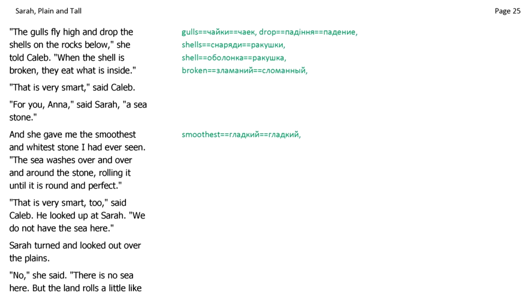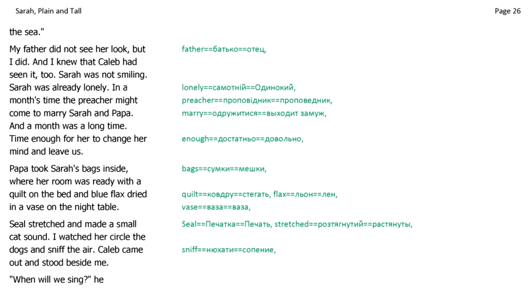He looked up at Sara. "We do not have the sea here." Sara turned and looked out over the plains. "No," she said, "there is no sea here, but the land rolls a little like the sea." My father did not see her look, but I did, and I knew that Caleb had seen it too. Sara was not smiling. Sara was already lonely. In a month's time the preacher might come to marry Sara and Papa, and a month was a long time enough for her to change her mind and leave us.